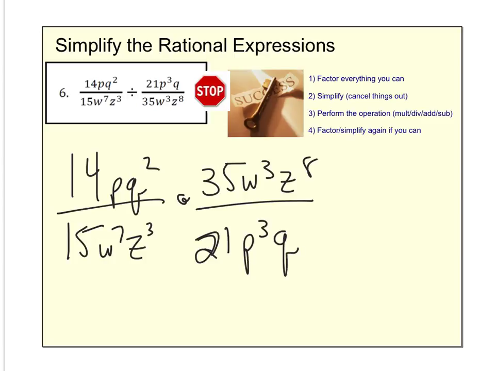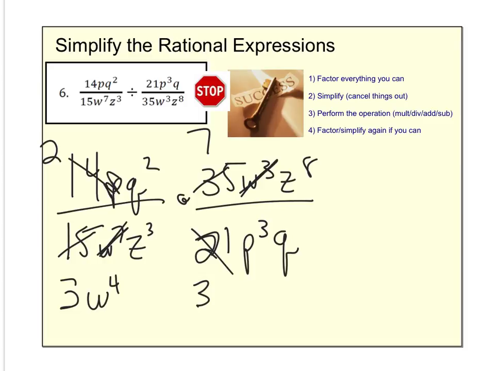So start looking at what can I cancel out. Well, I'll go numbers this time first. 14 over 21 becomes 2 over 3. 15 and 35 can both be divided by 5, so that will be 3 and 7. Start looking at W's. That goes away. The W to 3, W to 7th. This becomes W to the 4th. P and Q, well, that P goes away. This P now becomes P squared.